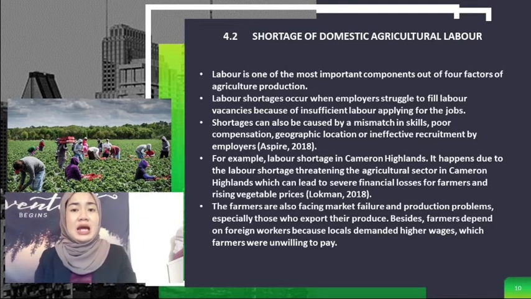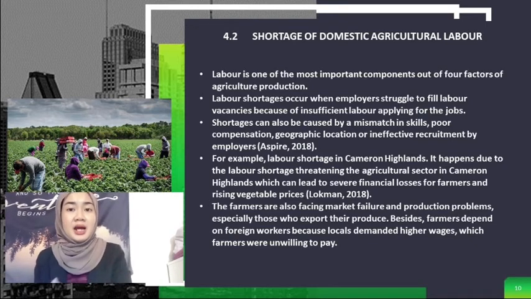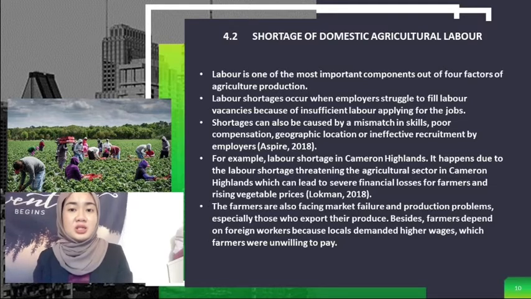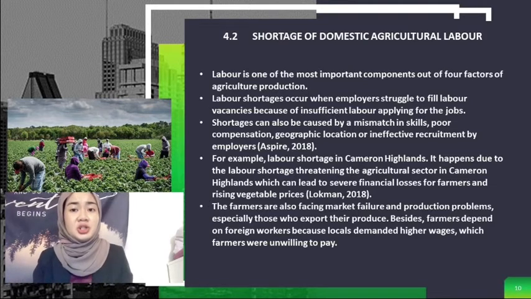Therefore, the extent to which labour supply uncertainties and the implication of the minimum wages policy will have an impact on Malaysia's agricultural development and performance.